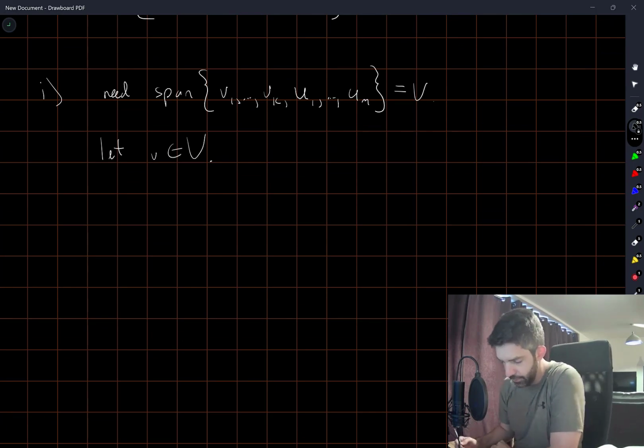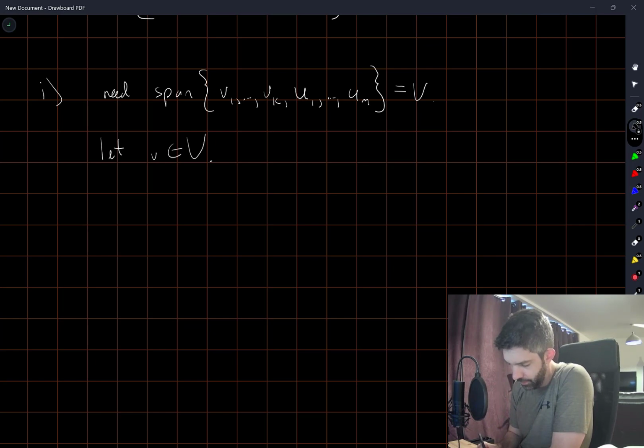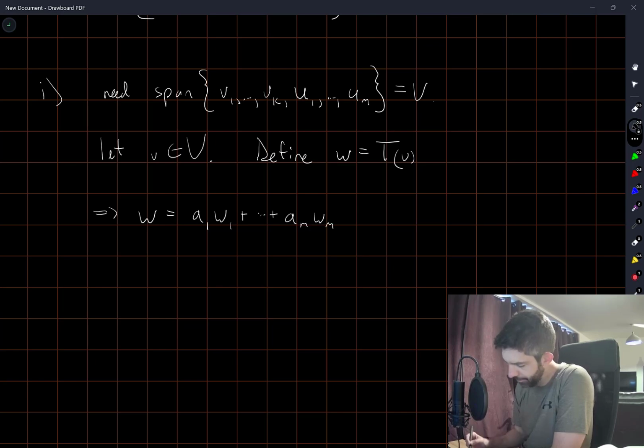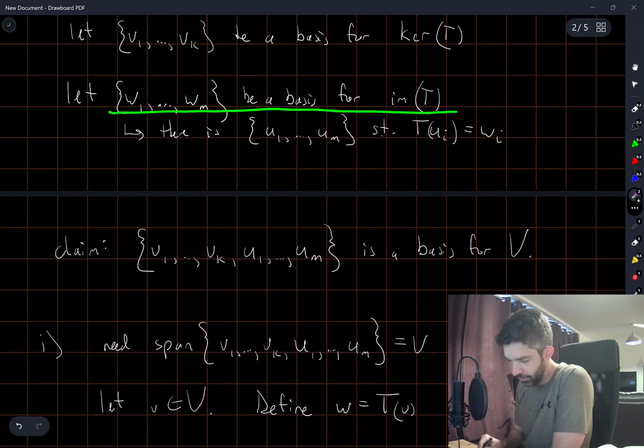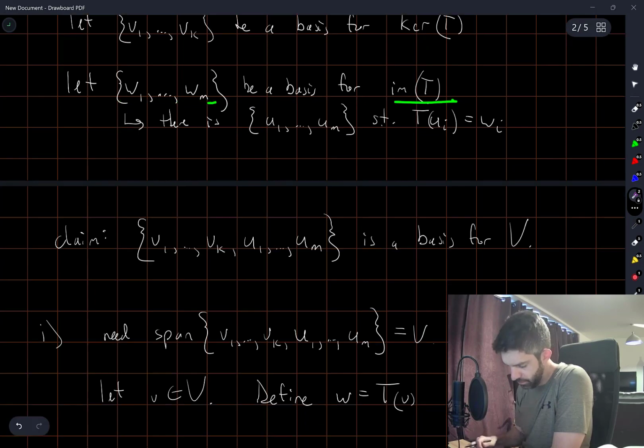So I think the way to do this is we'll define W to be equal to T of V. Now W is in the image of T. So W is equal to A1 W1 plus up to AM WM, right? W is in the image of T, and so it can be written as a linear combination of these.